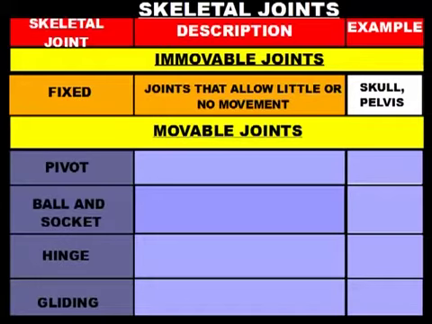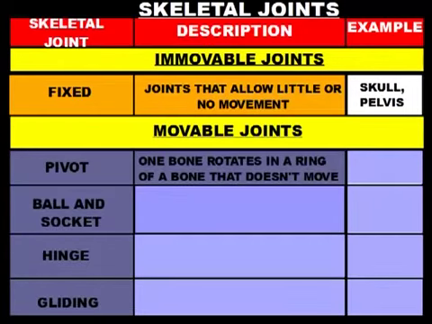Now movable joints are joints that allow movement throughout the body. So these joints allow us to carry out all different types of motions that we need throughout our everyday lives. So the first joint we're going to talk about is called a pivot joint. A pivot joint is one bone that rotates in a ring of another bone that doesn't move. You can find pivot joints in a couple of places. You can find them in your neck, which allows your skull to pivot left to right, and also in your forearm. So let's take a look at a pivot joint in your forearm.